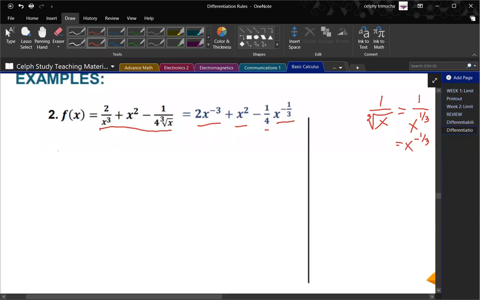So i-perform natin ang operation. So ano na ang derivative naton? We'll have f prime x. So derivative naton sang 2x raised to negative 3. Kaya natin derivative sini. Okay guys, ano ni ang derivative sang 2x raised to negative 3?